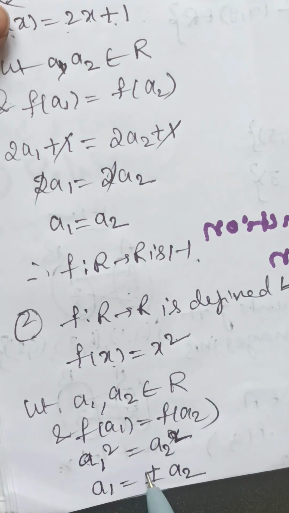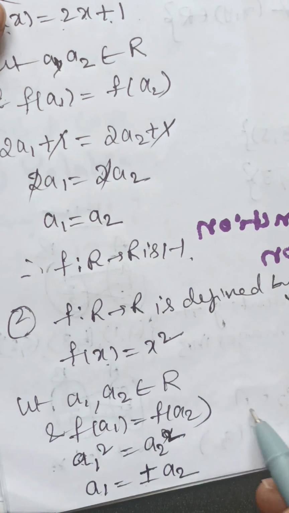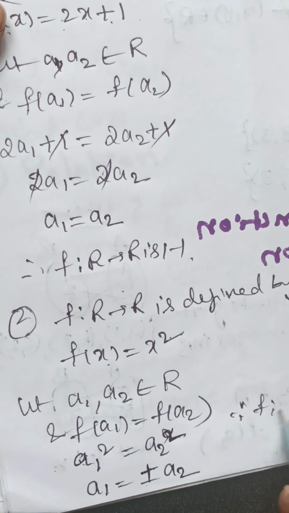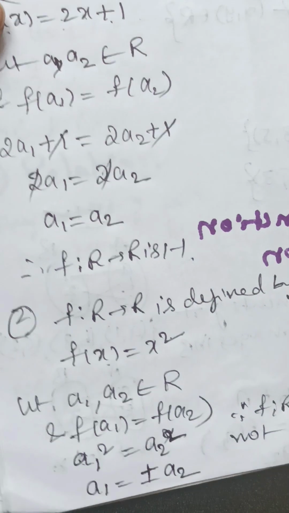Okay, here for a1 there are two images. For the first element there are two images, a2 and minus a2. So this type of function is not a 1-1 function. Therefore f maps R to R is not 1-1.